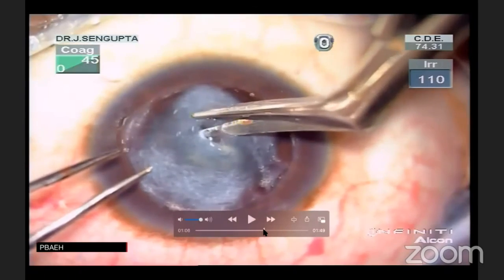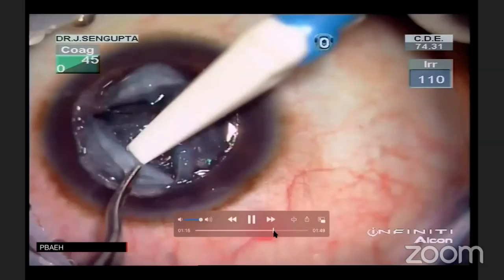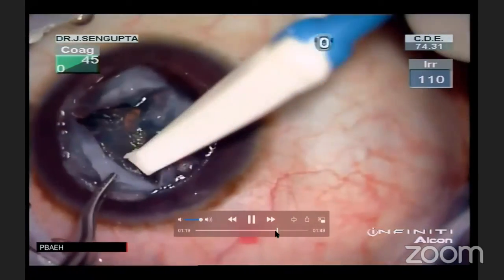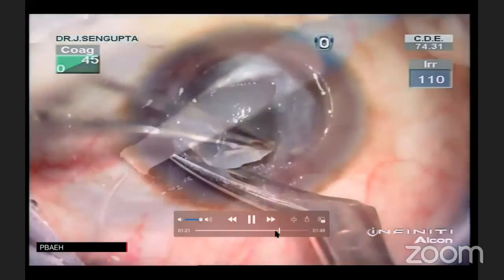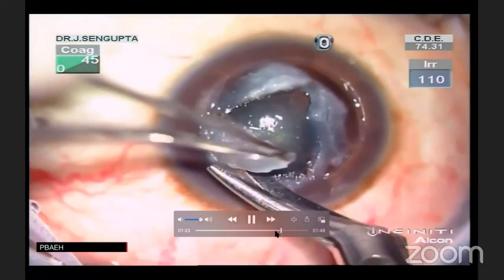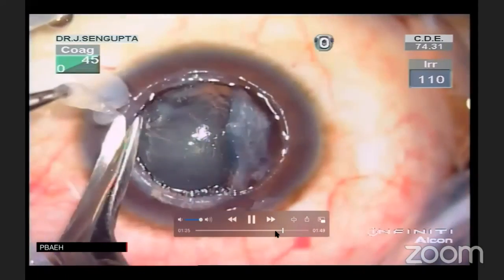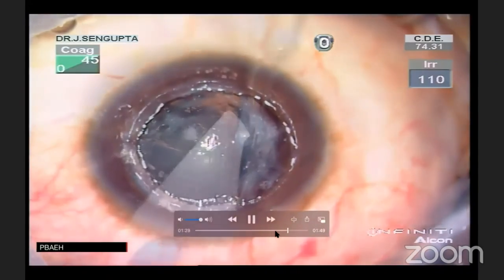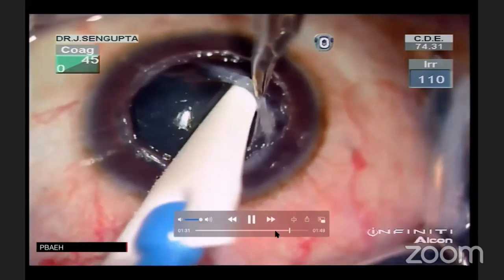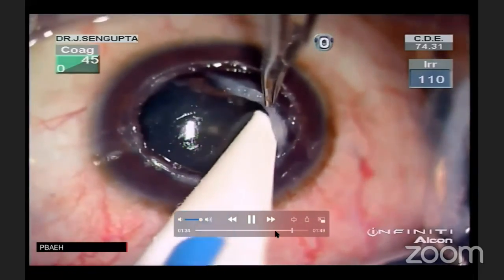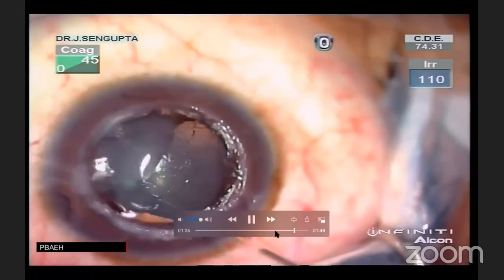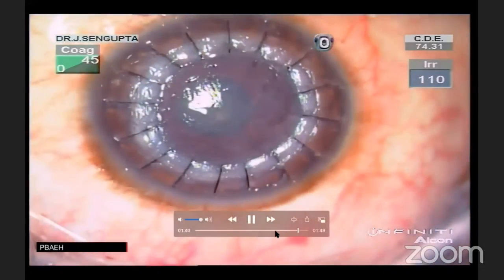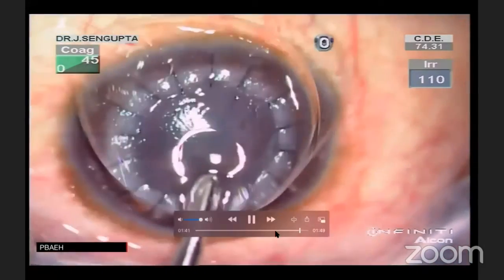At this point of time, it is better to shift to the Weck-Cel sponge dissection, because this sponge is stiff at the tip. It has a perfect dissecting edge, and this helps us to go very close to the Descemet, if not reach the Descemet in many situations. And at the same time, it helps us to maintain the visibility during the procedure and gives us a very decent surgical outcome, irrespective of the situation that we are in.